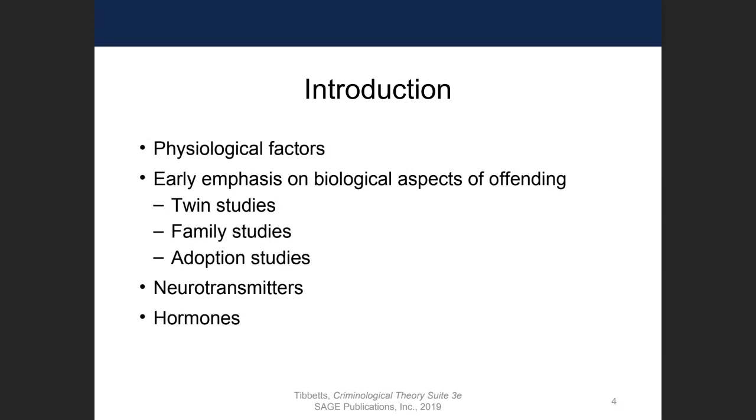This chapter then discusses physiological factors that contribute to criminal behavior and an early emphasis on biological aspects of offending. So there were lots of different studies that have been conducted to examine whether or not there's a link between biology and criminal behavior. Those studies have come in the form of twin studies, family studies, and adoption studies. And then lastly, this chapter discussed the connection between neurotransmitters in crime and hormones in crime.